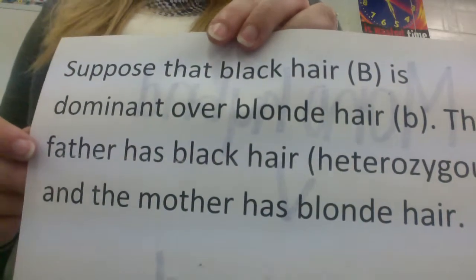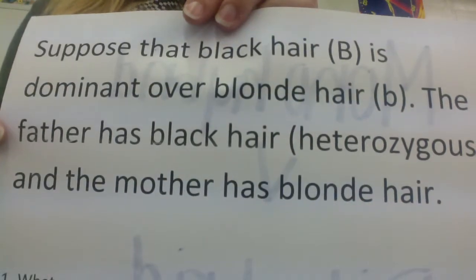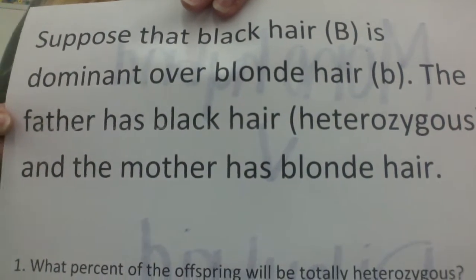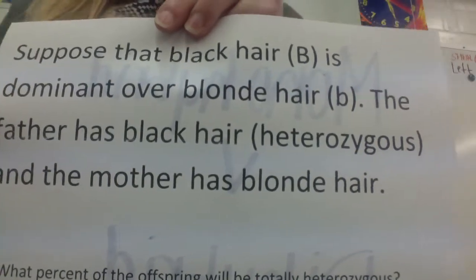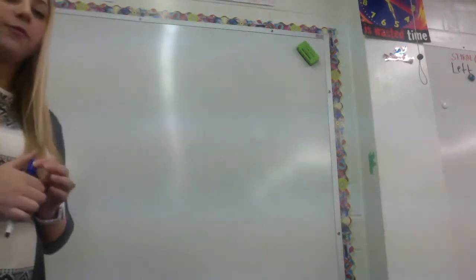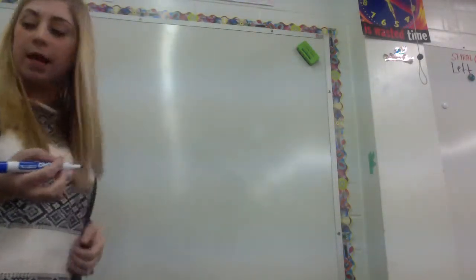Suppose that black hair, capital B, is dominant over blonde hair, lowercase b. The father has black hair, heterozygous, and the mother has blonde hair. Okay, so we are looking at one trait, therefore it is a monohybrid cross.